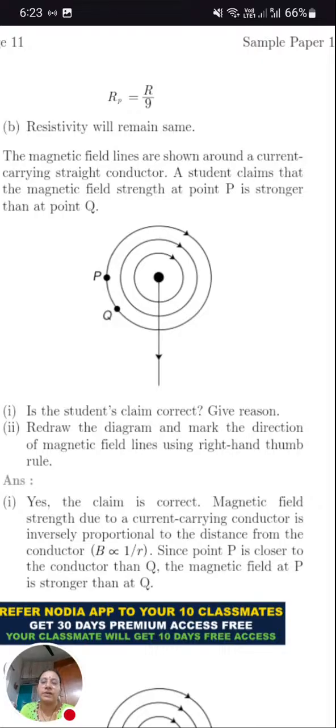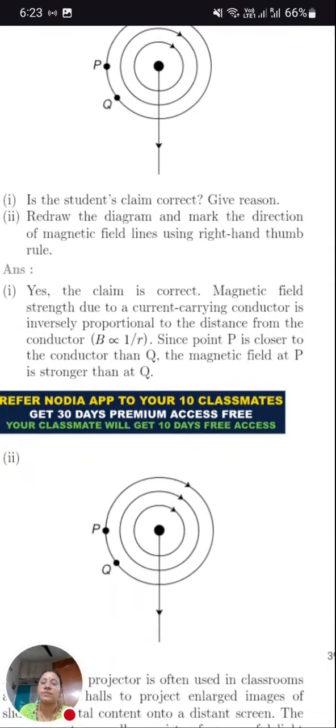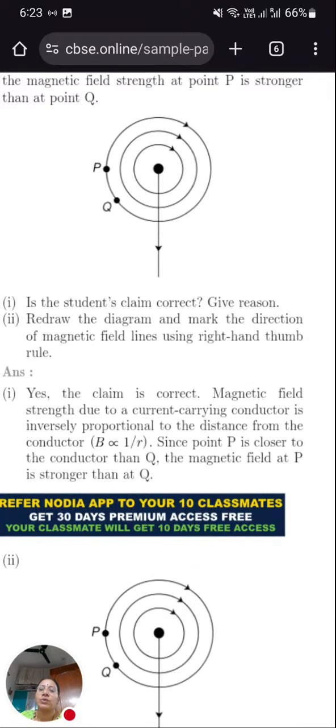Give a reason. The claim is correct: the magnetic field strength due to a current carrying conductor is inversely proportional to the distance from the conductor. This point you need to remember. As the distance increases, the field strength decreases. Since P is closer to the conductor than Q, the magnetic field at P will be stronger than at Q. Okay.